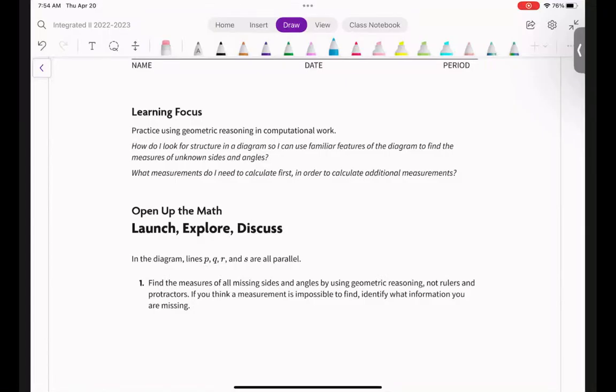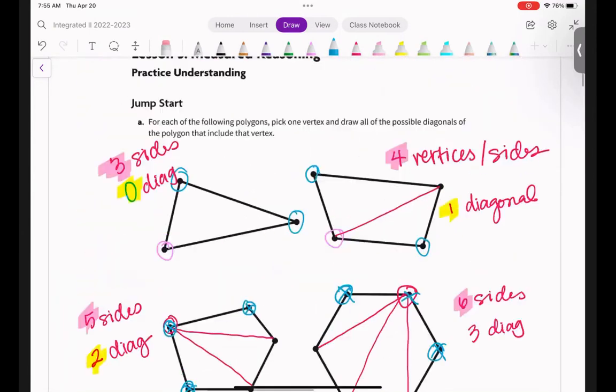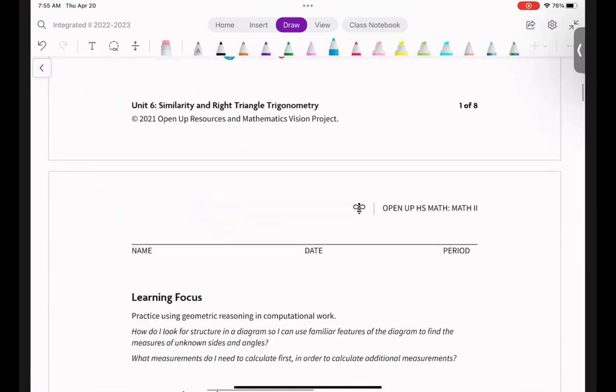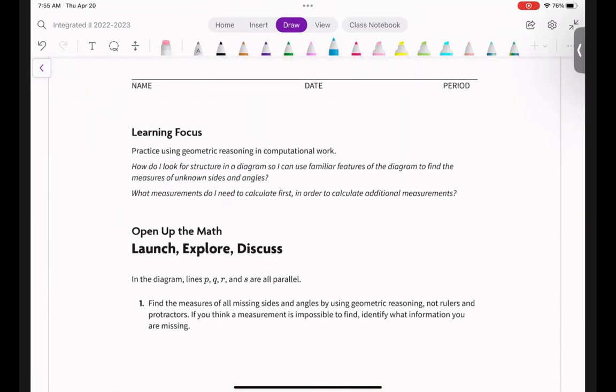All right, so we're back again, and now we're going to go through the lesson of 6.5, and it's called, what is it called again? Measured reasoning, and we're going to be able to practice using geometric reasoning through computational work, right? How do I look for structure in a diagram so I can use familiar features of the diagram to find the measures of unknown sides and angles? What measurements do I need to calculate first in order to calculate additional measurements?